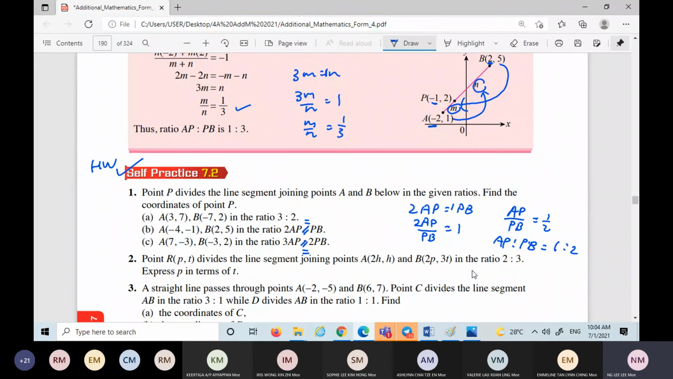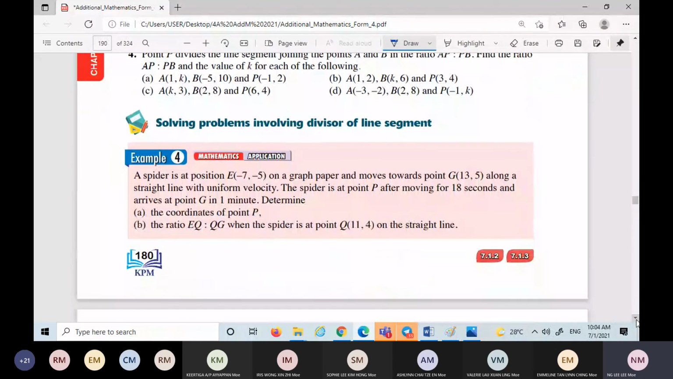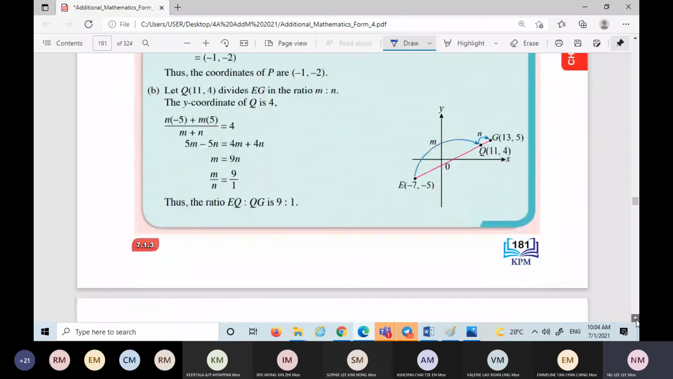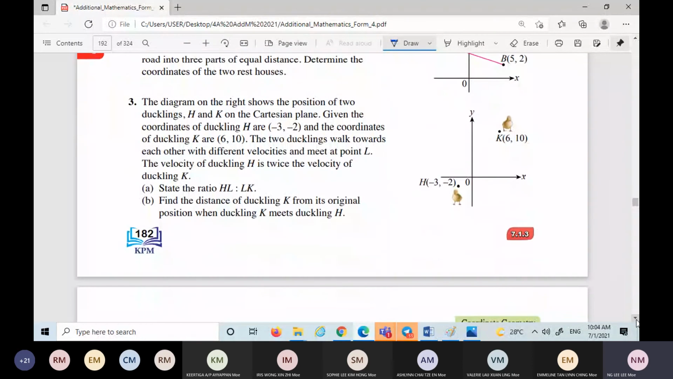This is the meaning. So sometimes the ratio they will give you in this way, sometimes the ratio they will give you in this way. You must be able to analyze. If not, cannot do. Okay. This one is a solving problem.